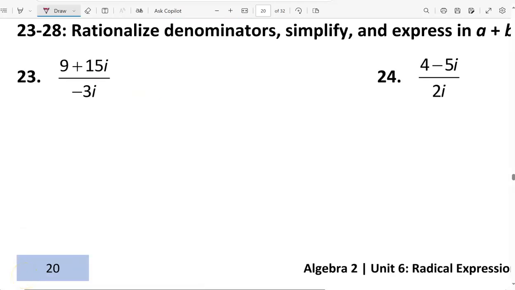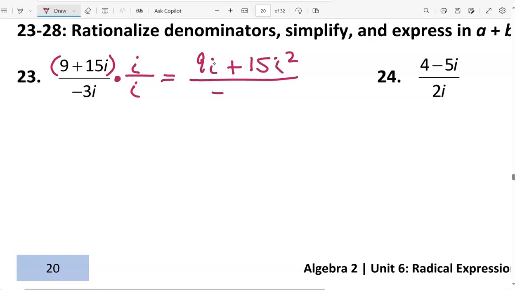In number 23, we're asked to rationalize denominators, simplify, and express in a plus bi form. Since i represents the square root of negative 1, we must not have that i in our final answer in the denominator. So I'm going to multiply by i over i and distribute that multiplication to the addition in the numerator. So now we have 9i plus 15 times i squared divided by negative 3 times i squared.